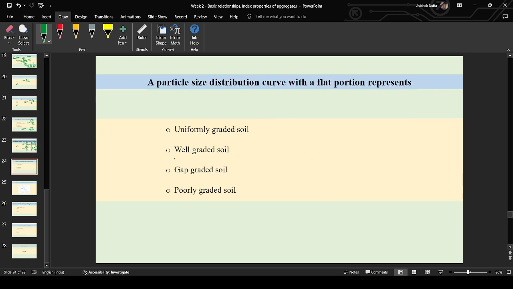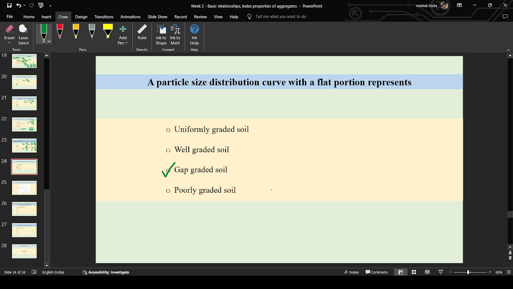Yes, sir. A particle size distribution curve with a flat portion, what is it called? Gap graded. Gap graded soil. Yes. So here, sir, at the beginning of this question I want to have a small interaction if you permit. I don't know if the time is okay for you or not. Yes, you can go ahead.